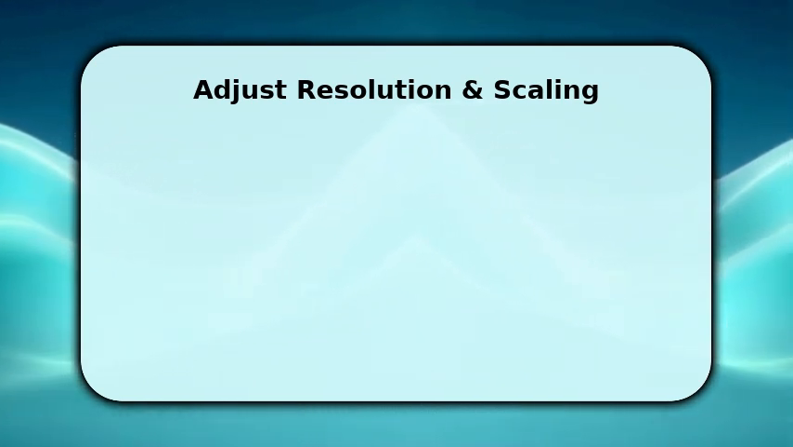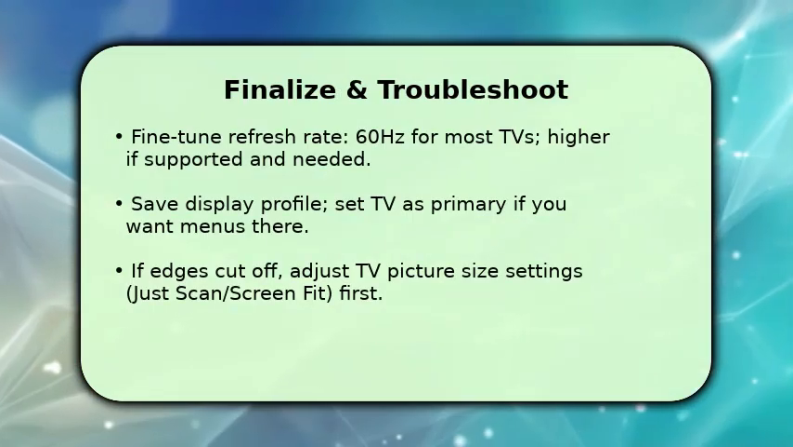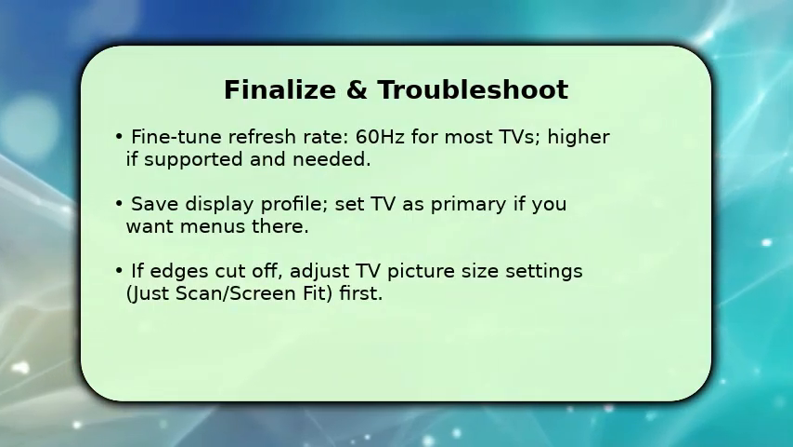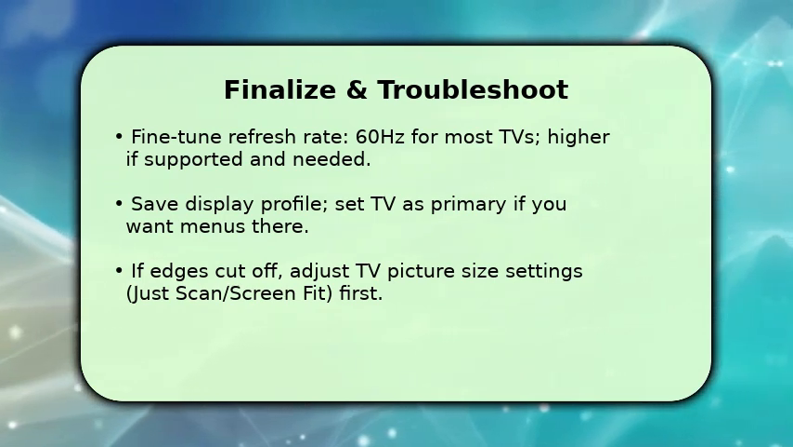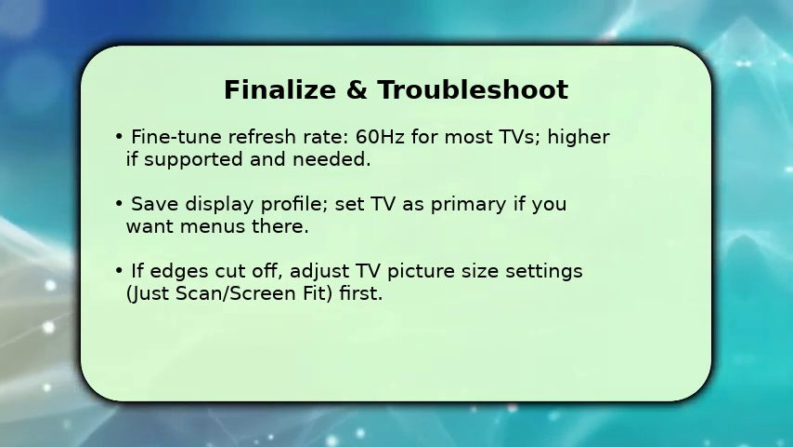Choose the correct refresh rate, typically 60 Hz for TVs, and set the TV as primary only if you want taskbar and games there. Save a display profile in your GPU control panel so you can restore settings quickly.